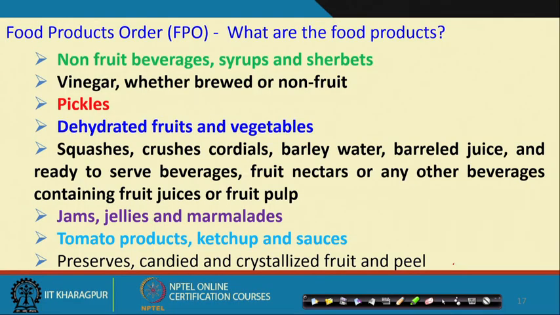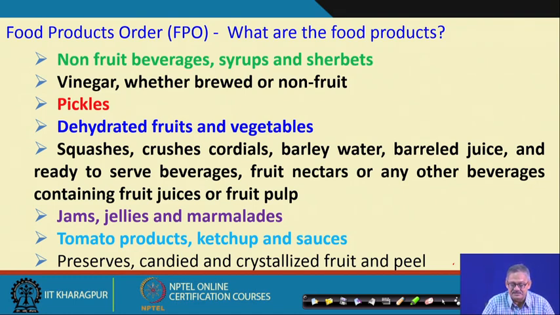So, other than these, jams, jelly and marmalades also come under it. Tomato products, ketchup, sauces also come under it. Preserves, candied and crystallized fruit and peel. Now, preserves means things which are kept for extended life. Maybe some preservative is added to it, but the whole thing is called preserved.